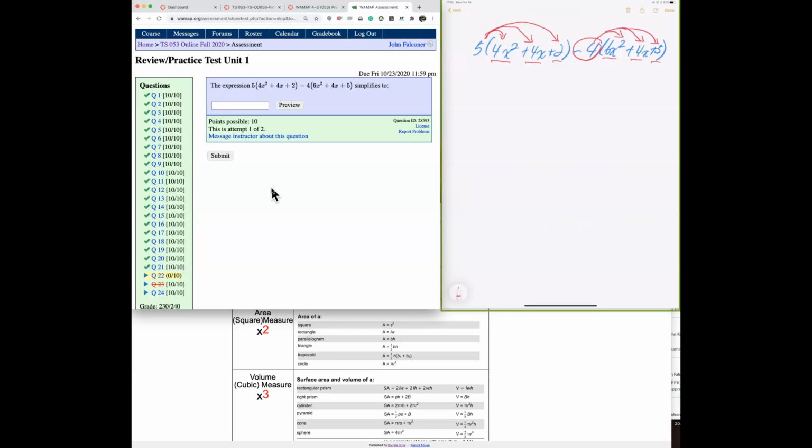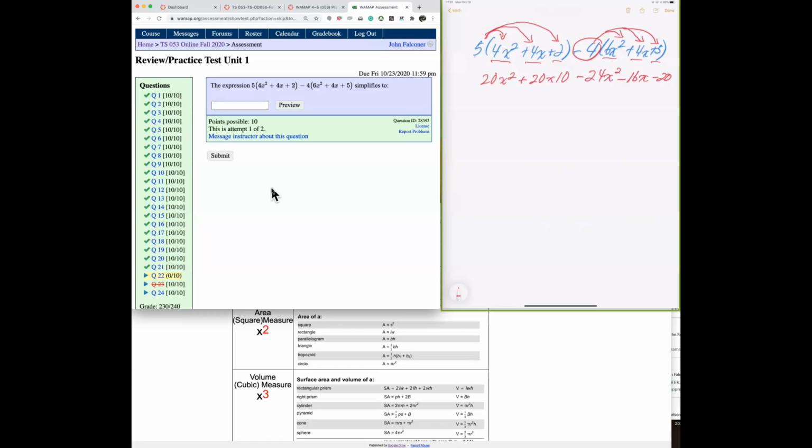So they often do that. Like one's positive, one's negative. So keep your eyes peeled. So 5 times 4x squared will give us 20x squared. And then 5 times 4x will give us 20x. 5 times 2 will give us 10. And then over here we've got negative 4 times 6x squared is going to be negative 24x squared. Negative 4 times positive 4x, negative 16x. Negative 4 times 5 will give us negative 20.